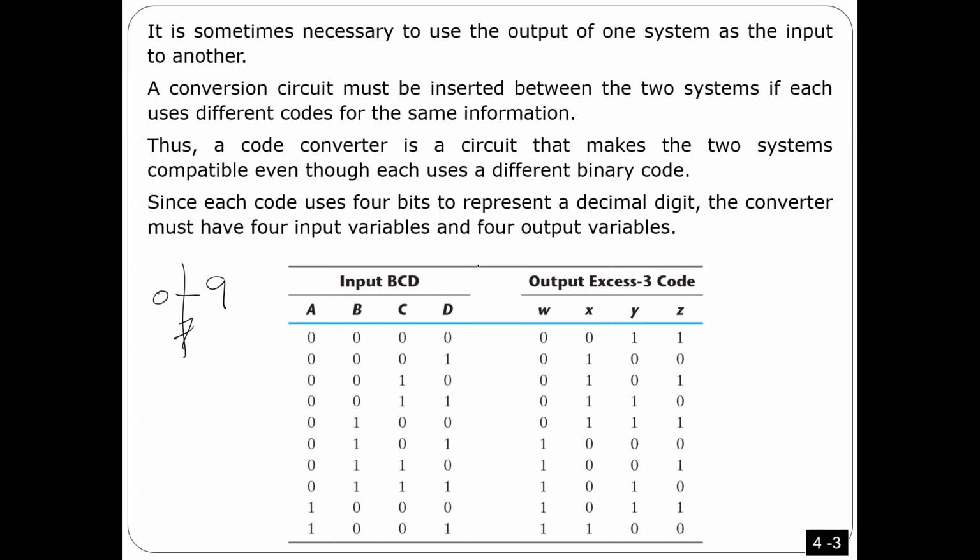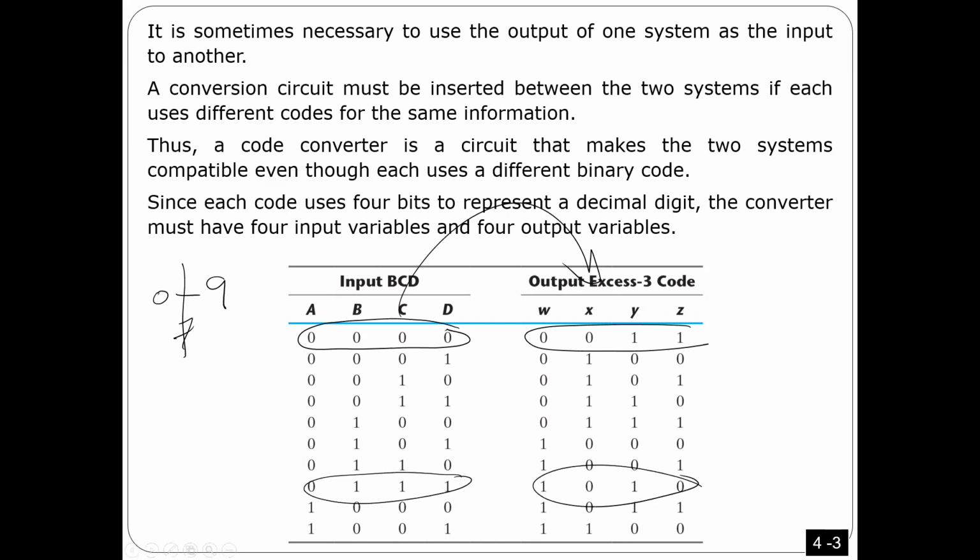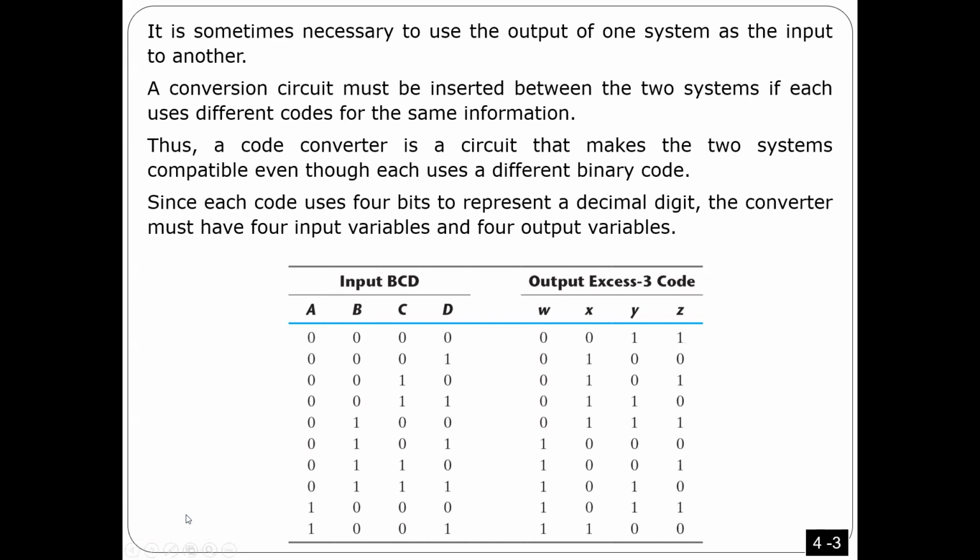This is the input of the circuit, the input of the converter. So the input of the converter is BCD, and the output is going to be the code for Excess-3. So if you have this input in BCD, I'm going to get the equivalent code in Excess-3. Same thing for every code here. I'm going to get the equivalent one in Excess-3 code.